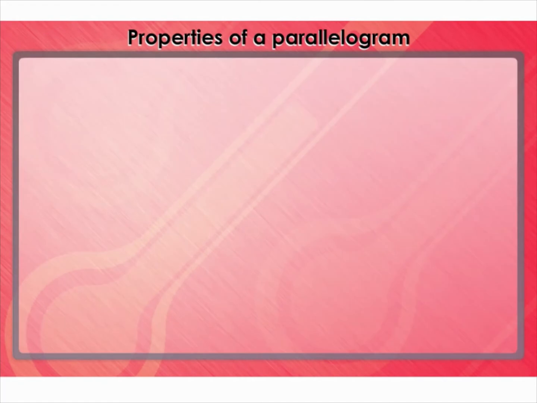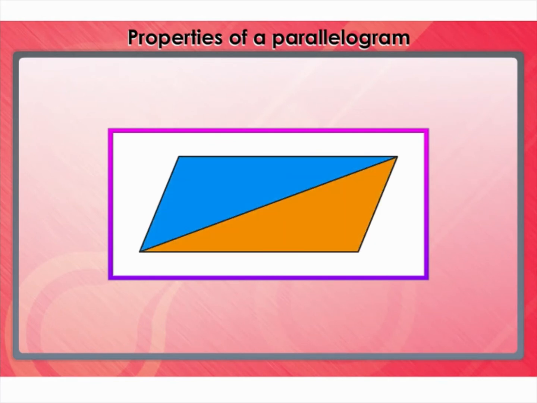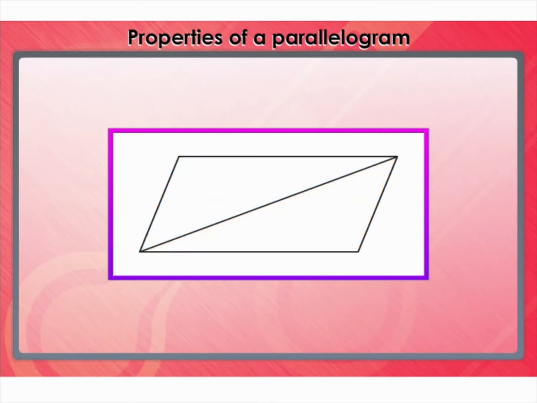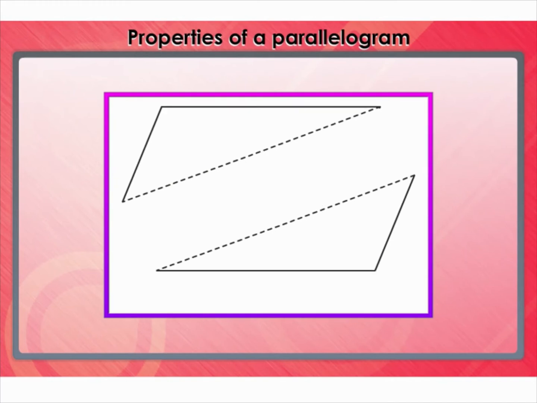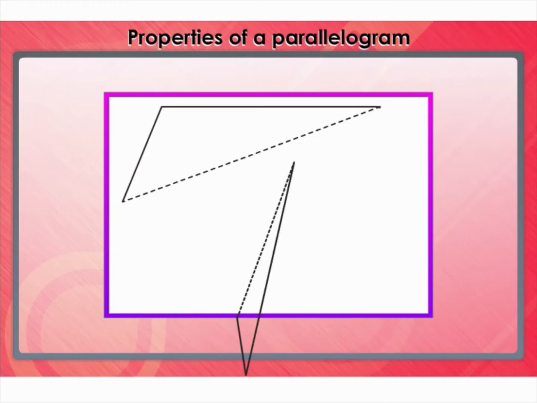Properties of a parallelogram. Now let's learn about the properties of a parallelogram with the help of an activity. Consider the parallelogram. Let's draw a diagonal between any two opposite vertices. It divides the parallelogram into two triangles. The two triangles coincide, which means the corresponding sides of both the triangles are equal.